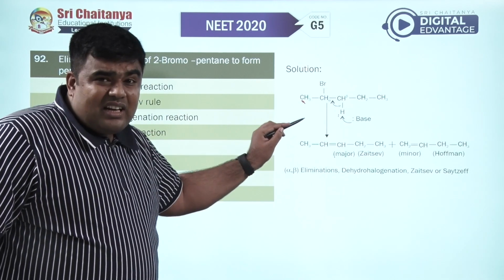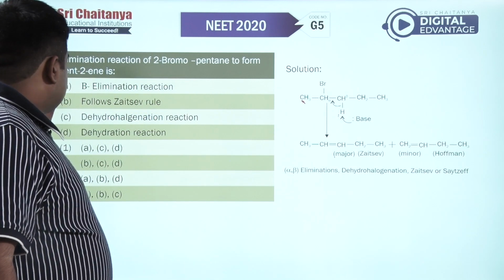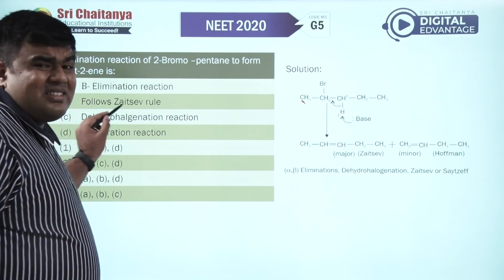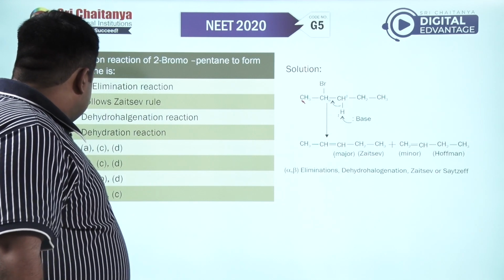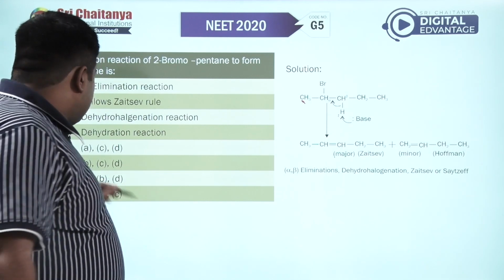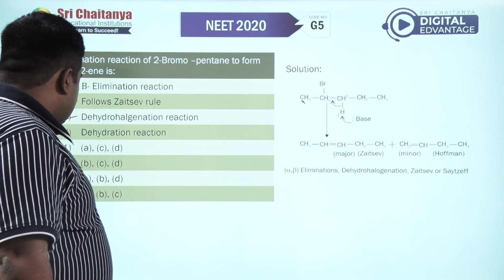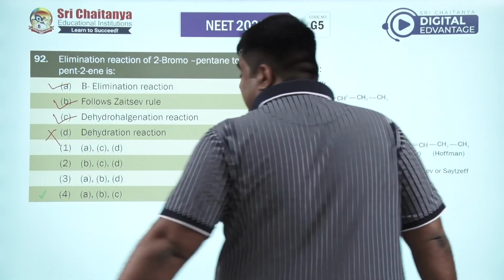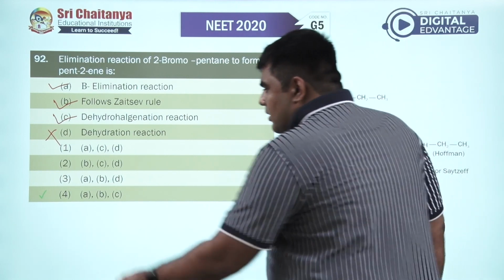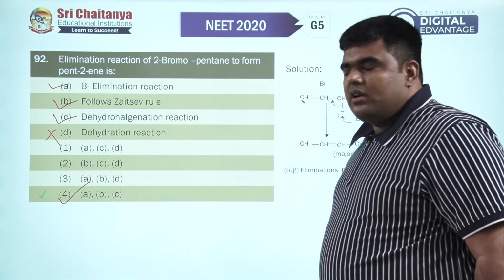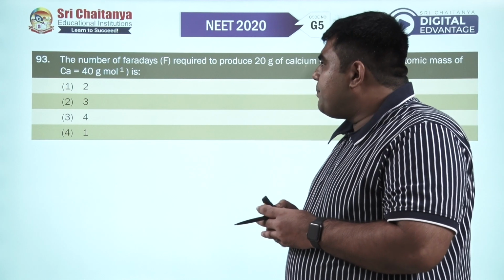The major product is the Saytzeff product, the minor product is the Hofmann product. So this is alpha beta elimination, yes. It follows Saytzeff rule, yes. Dehydrohalogenation reaction, that is also correct. Dehydration reaction, no, this is not correct. So we'll go with ABC, that is the fourth option. Let's move to question number 93.